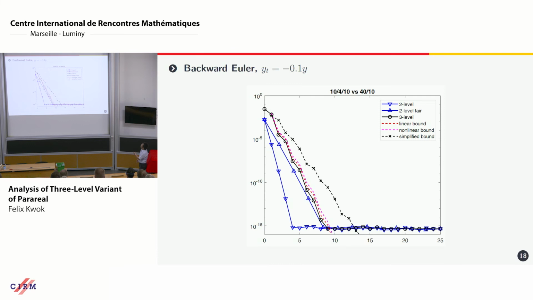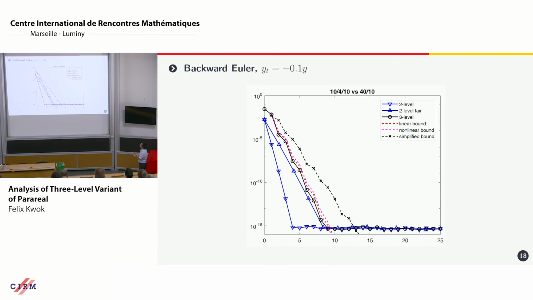There are many curves here. The solid ones are the actual errors when you run it for the equation with an initial value and then you subtract the exact solution. The dotted lines are the estimates. The blue one is 2-level parareal in terms of the number of iterations. The black one is the 3-level parareal. You see it takes more iterations, but because each 3-level iteration is cheaper, you can't compare them directly. You compare it with a cost-adjusted curve, which is this second blue curve here.